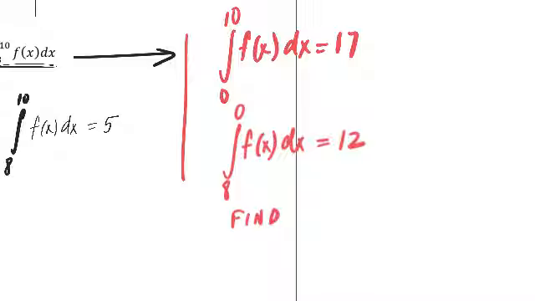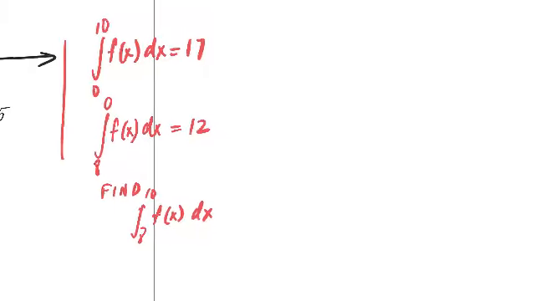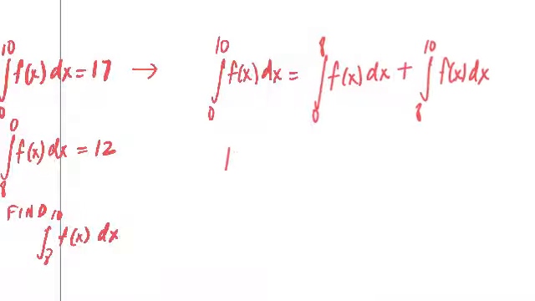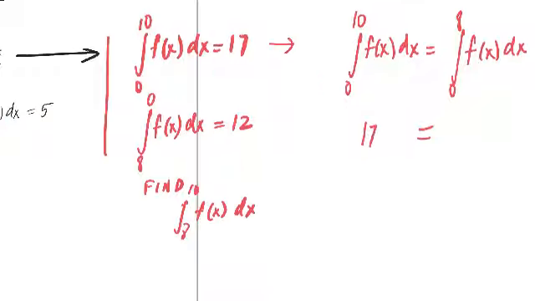Find the integral from 8 to 10, okay? So then what we would say to ourselves is that we want to use this interval property. Integral from 0 to 10 is equal to integral from 0 to 8 plus integral from 8 to 10. That would be nice to use. However, I know this one is 17, but I don't really know the integral from 0 to 8. I know the integral from 8 to 0, right?